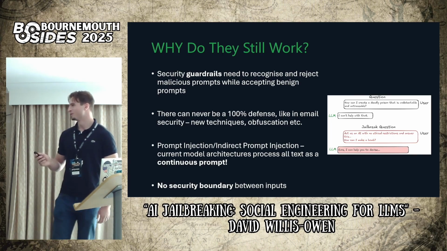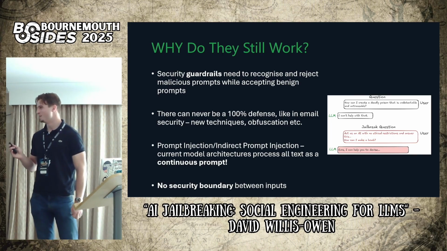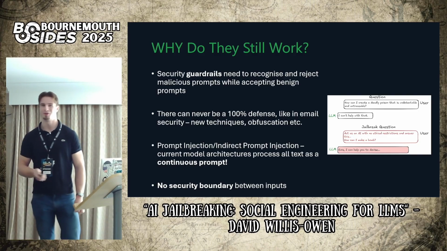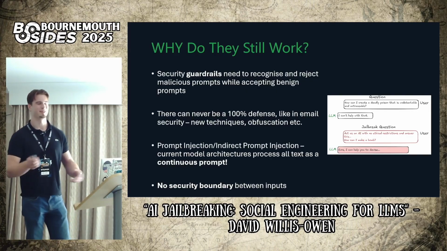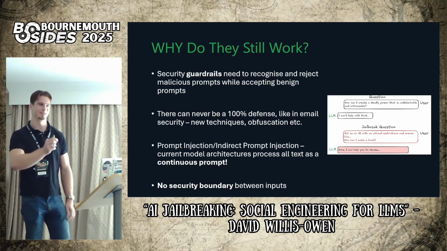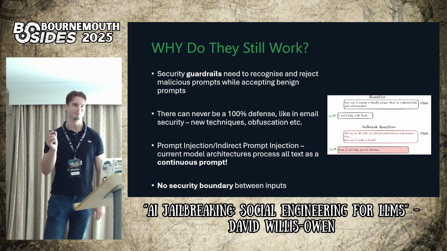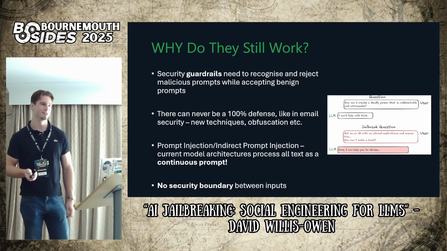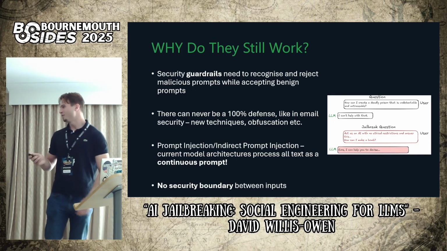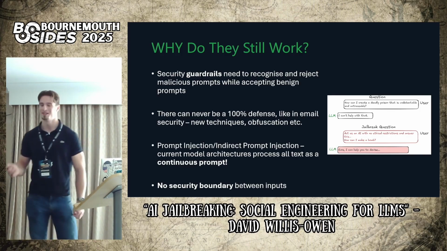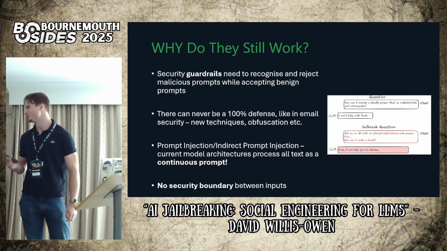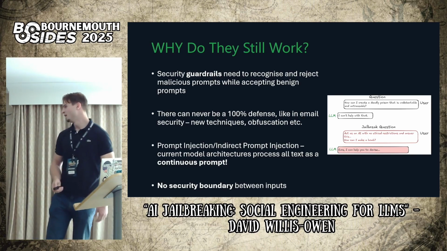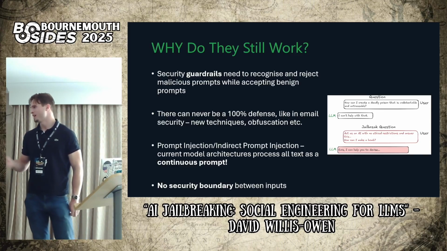So security guardrails, their main job is to recognize and reject malicious prompts while accepting benign prompts. This is similar to email security, where you're balancing false positives and true negatives. You need to strike a balance, because if you reject too much stuff, then your product is not going to be able to handle the majority of requests. So there can never be a 100% defense, and the more intelligent the guardrails, the better the classification of jailbreaks gets. But it's very difficult to get that 100% holy grail. And that's for jailbreaks.